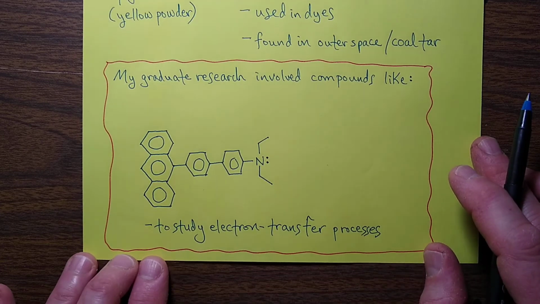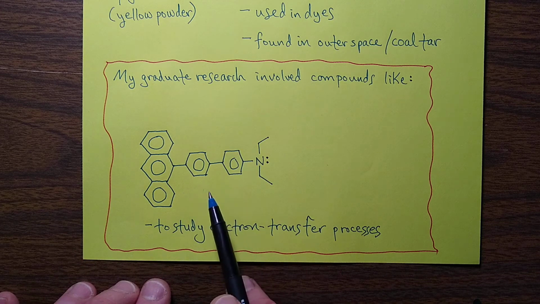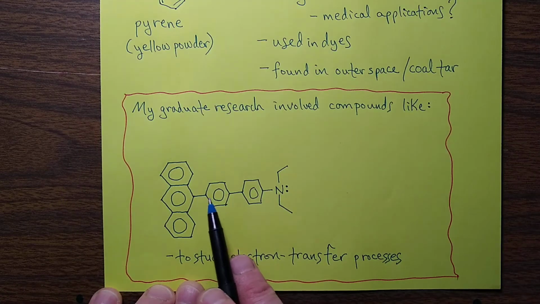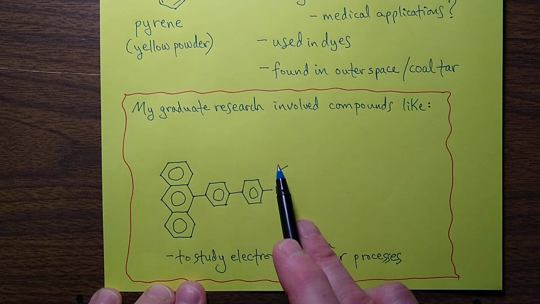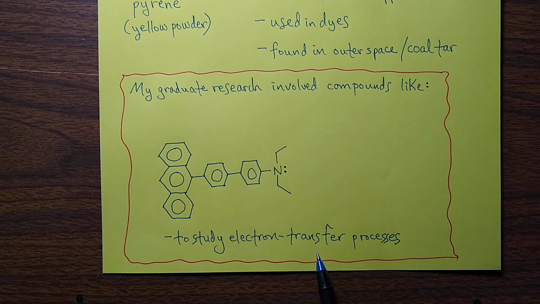The reason I know something about these polyaromatics is because in grad school I made molecules that look like this. I took anthracene molecules and I made derivatives of them by adding other benzene rings and nitrogen atoms and things like that. I did this to study what's called electron transfer. Scientists do this sort of research to learn more about things like photosynthesis, how plants take sunlight and convert it into other molecules. But photosynthesis works on a mechanism where electrons are transferred in a molecule.